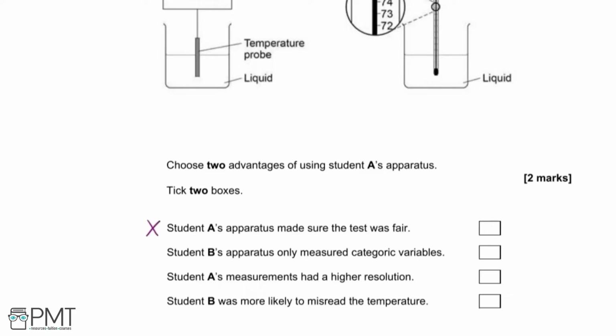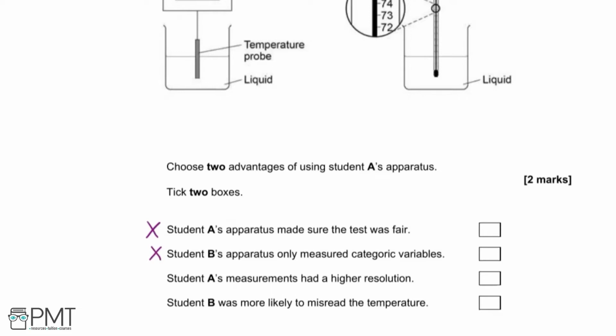Is it because student B's apparatus only measured categoric variables? Okay, so there are 2 types of variables, categoric and continuous variables. Temperature is actually a continuous variable because it can take any value on a range. You could have 74.2 degrees or 74.3 degrees or anything in between. Both student A and student B are measuring continuous variables, not categoric variables, so that's incorrect.